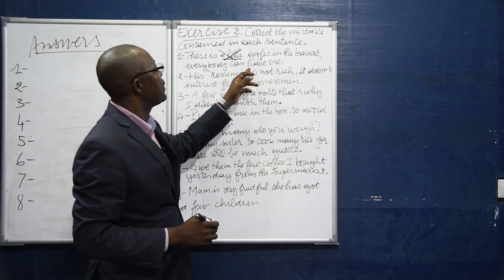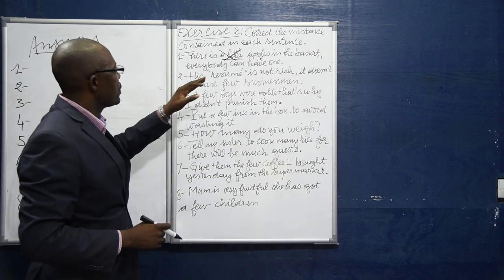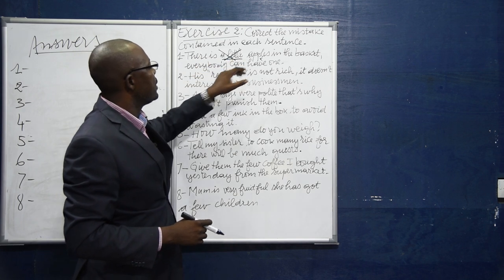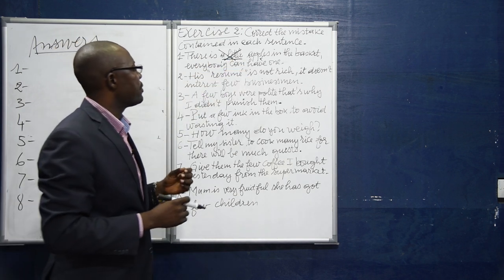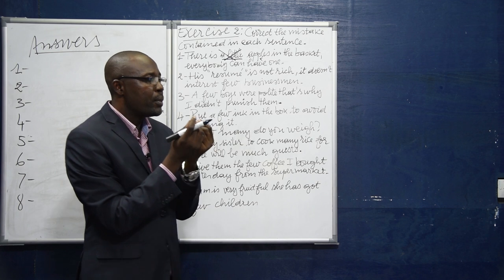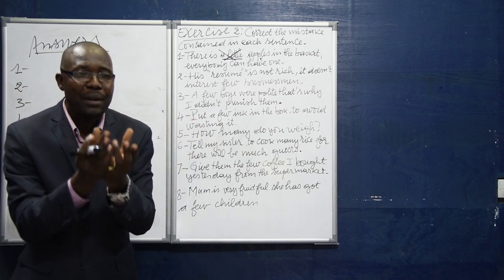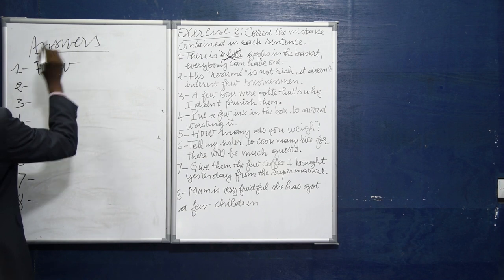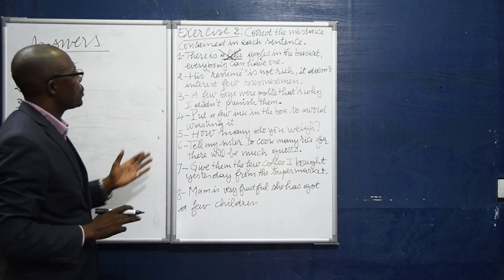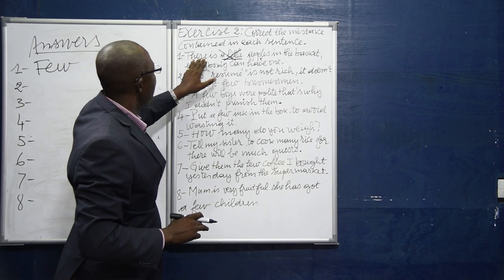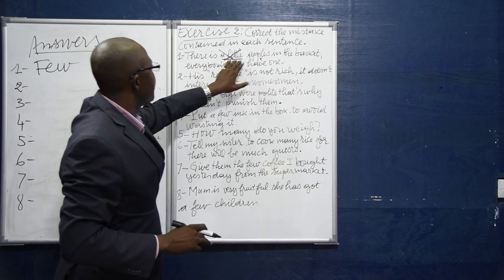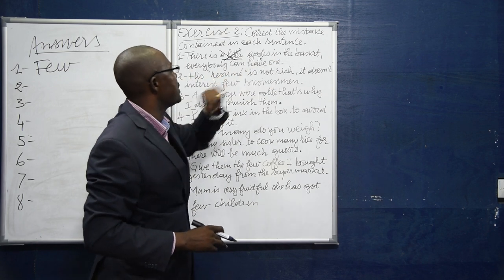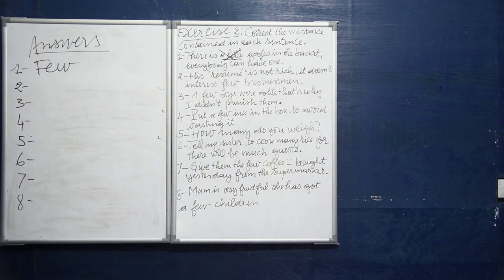Here we use there is a few apples in the basket. Everybody can have one. Instead of little, we use a few, because a few stands for a small quantity that we can count. So here we use few. How can we read it? There is few apples in the basket. Everybody can have one. Okay, it's correct because we can count them.